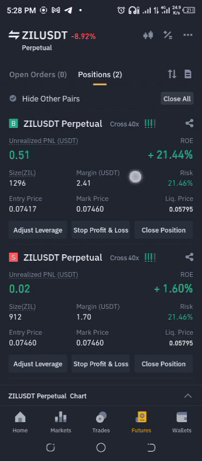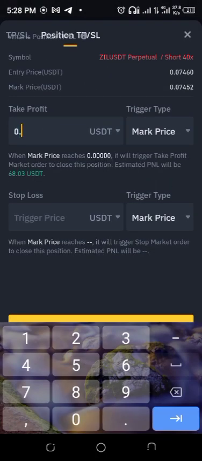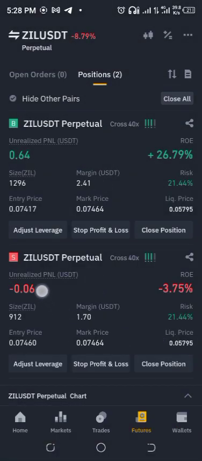Now, let me show you a practical example of what I'm trying to explain to you. Look, since they say we are going to liquidate at 0.0579, let me do that and let's see what happens. Positions, 0.0579. I'll be making 15 USDT profit if it gets to that point. Now, let's go back. So if the price actually gets here, I'll be making 15 USDT here.